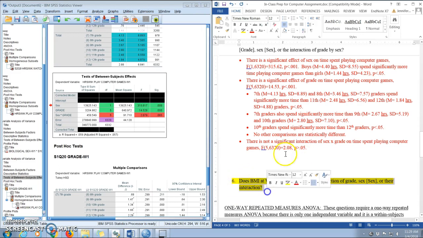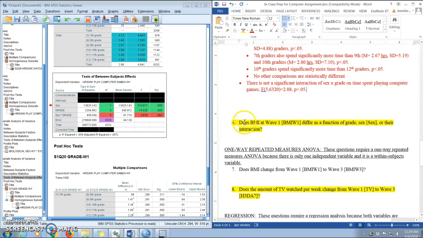I'll leave number 6 for you to work on, and the answer to that will be provided in a Word doc, but hopefully you can figure out how to do that given what we've just done together.